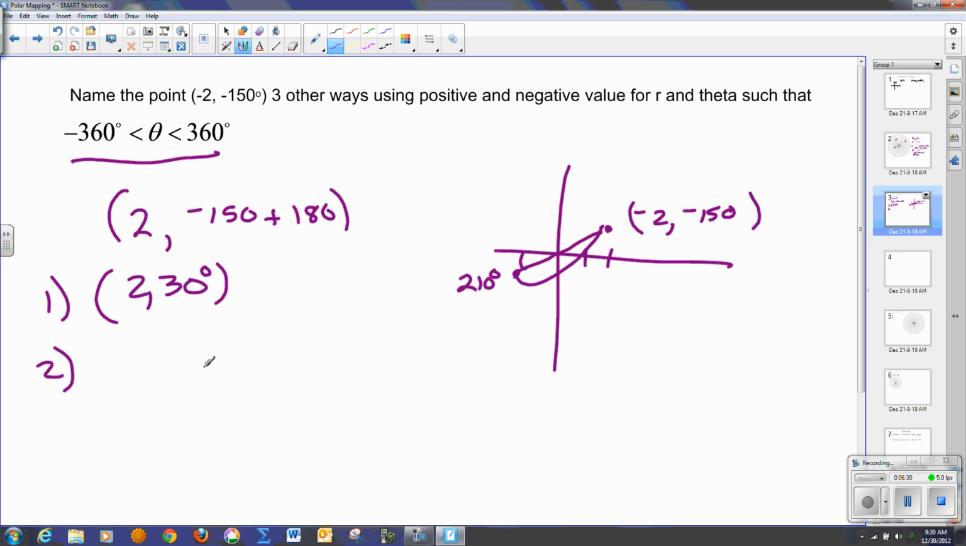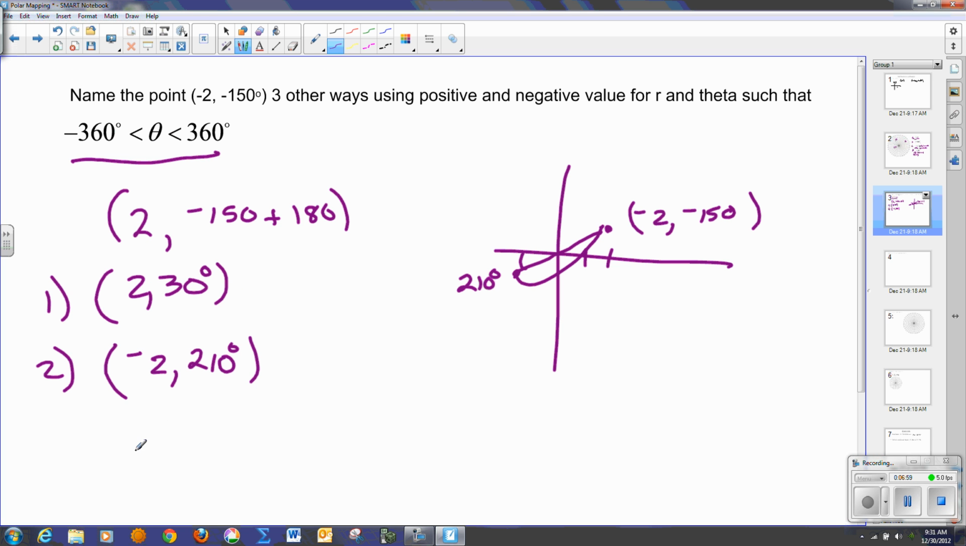So what I could do is say, well, if I had -2 in radius and 210 degrees, that would put me at either adding 180 or subtracting 180 from 210. So that gives me, again, my 2 and 30 degrees.